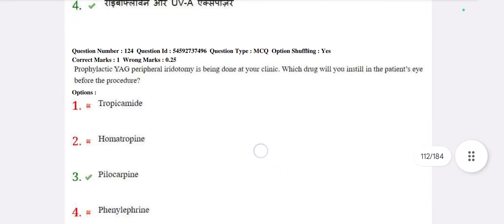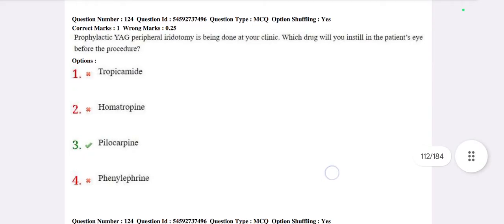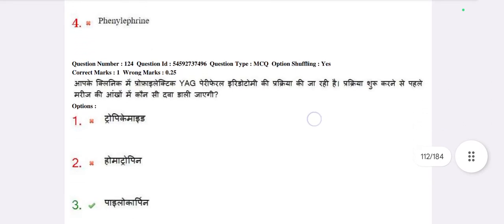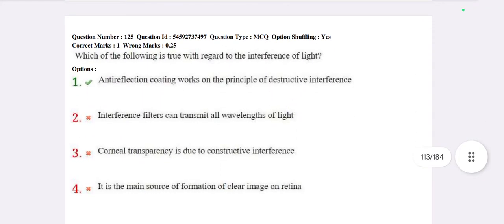Our next question is, prophylactic YAG peripheral iridotomy is being done at your clinic. Which drug will you instill in the patient's eye before the procedure? First, tropicamide, second, homatropine, third, pilocarpine, fourth, phenylephrine. Correct answer is pilocarpine.